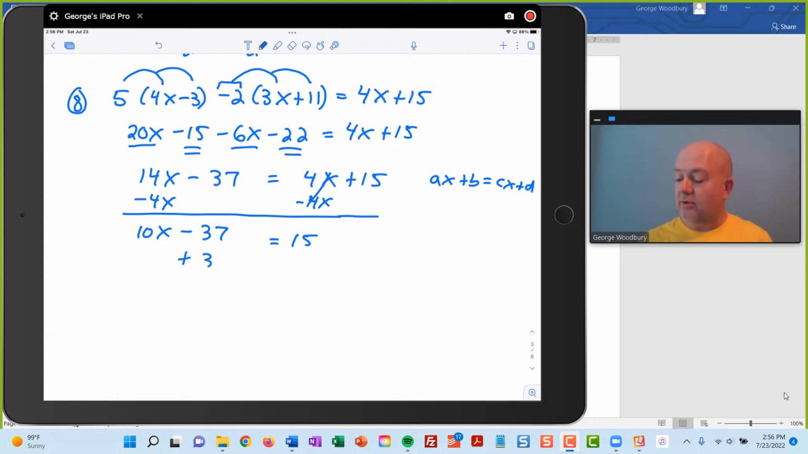Now, to get the constant term to the right-hand side, I can add 37 to both sides. That leaves me with 10x is equal to 52. And I finish by dividing both sides by 10.